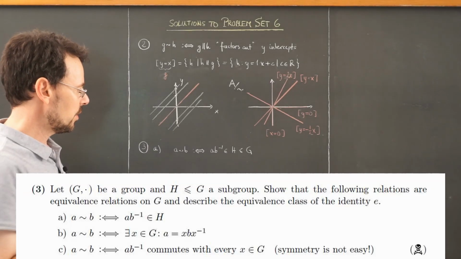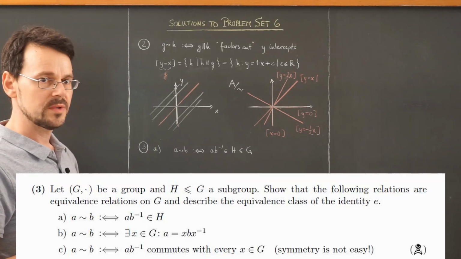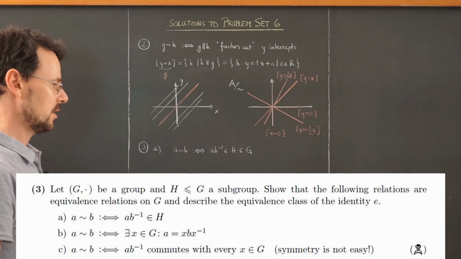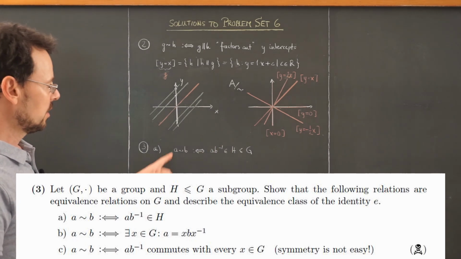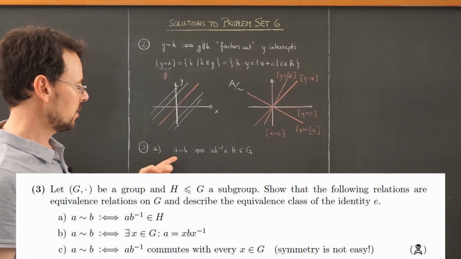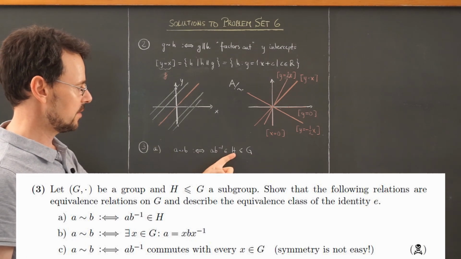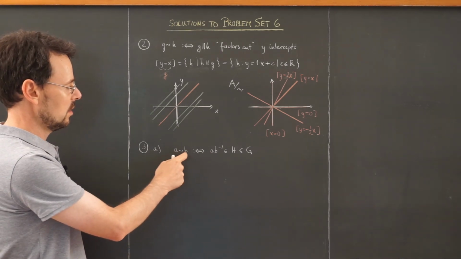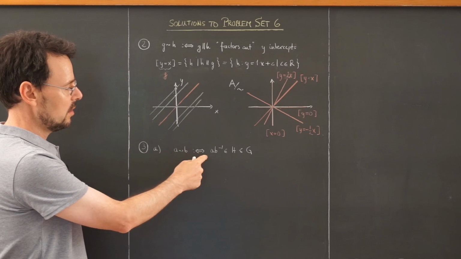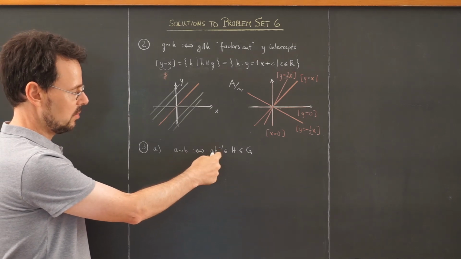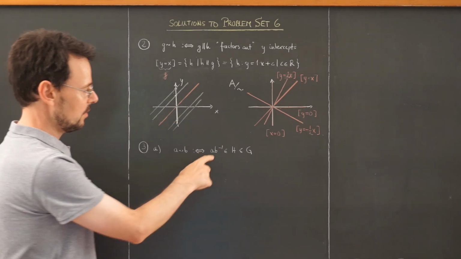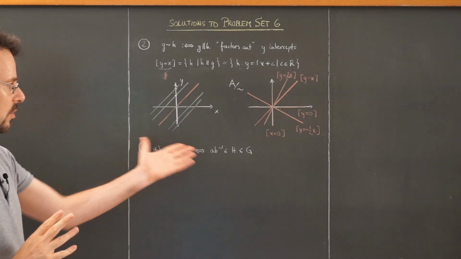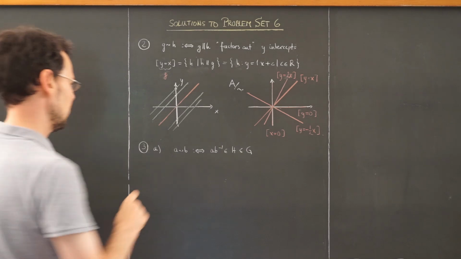Okay, next we talk about equivalence relations on groups, and this will be fundamental for a lot of stuff that comes in the next weeks. So here's one of the most important equivalence relations. Whenever I have a subgroup H in a group G, I define A to be in relation to B if and only if A B inverse, I leave out the dot, is an element of H. And we have to show that this is an equivalence relation.